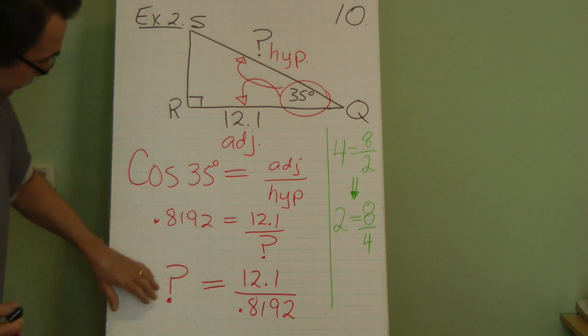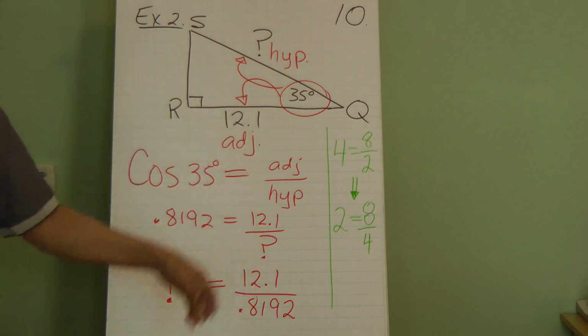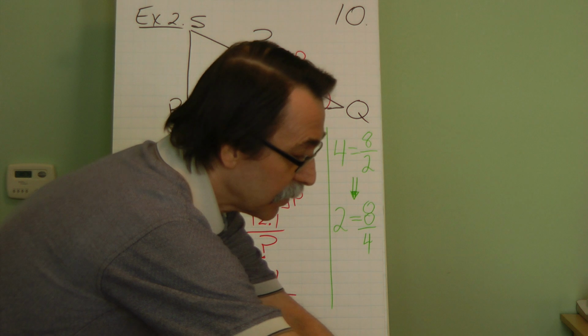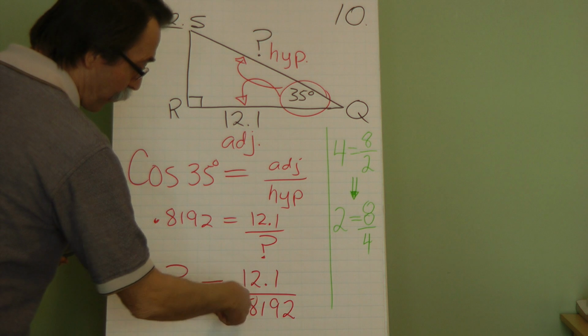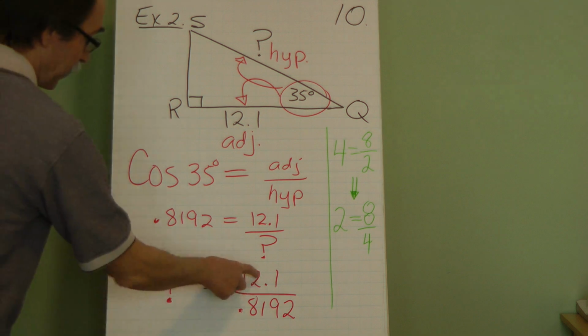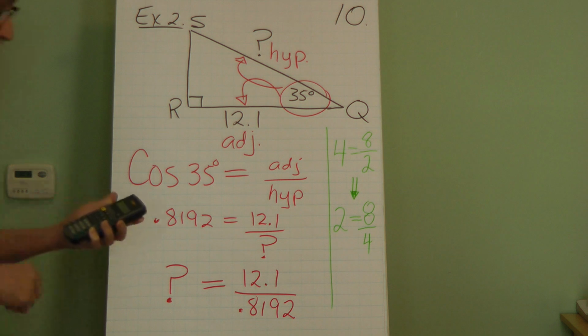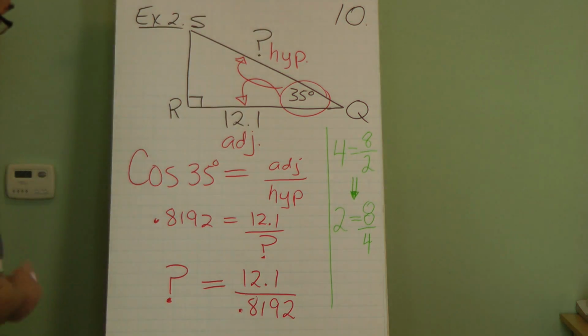Now I've got my variable all by itself, which is what I want, and I've got a couple of numbers, and they look kind of messy, but that's okay because the calculator doesn't care how difficult the numbers are. So let's just plug away here. I'll cancel my 0.8192 and start up here. 12.1 divided by 0.8192, and that's going to be another long mess. 14.8, I'm going to call that.